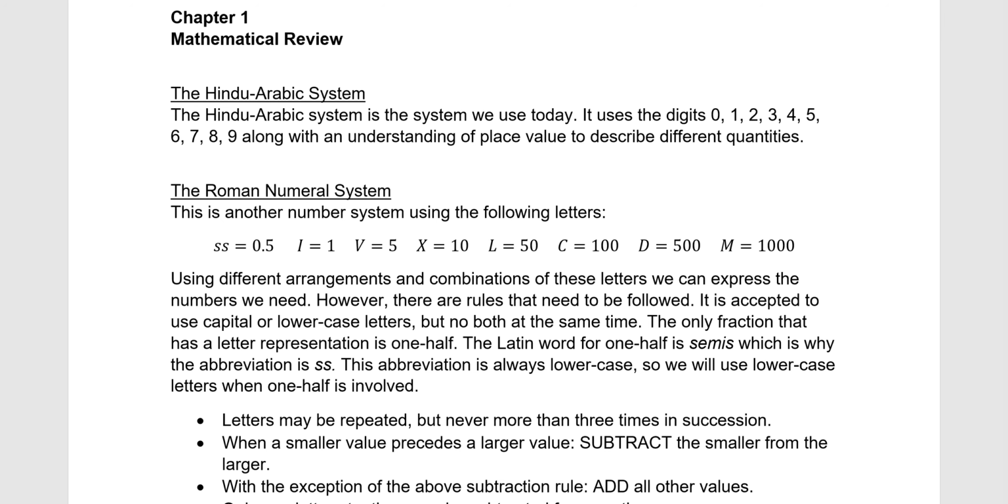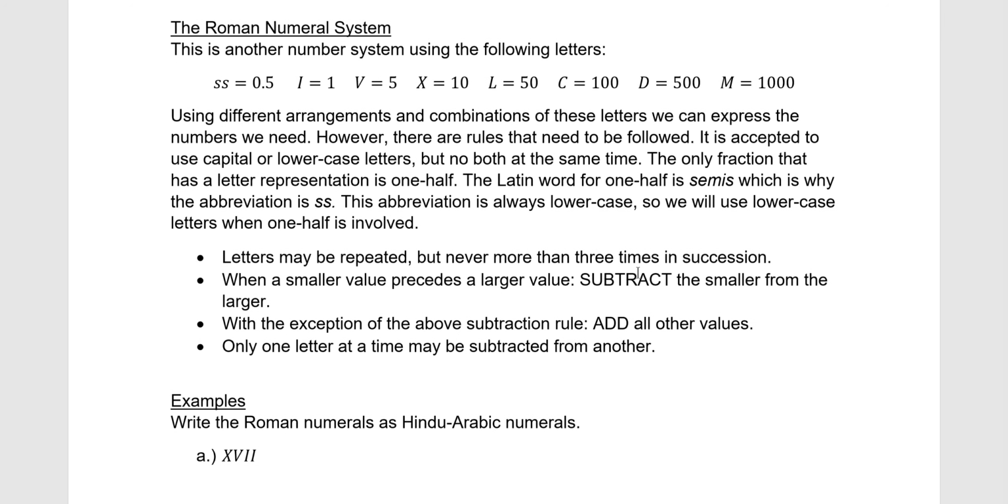The Roman numeral system is going to be another system using these letters written down here. We have SS, which is 0.5 or 1/2. We have I, which represents a 1, V, which is 5, X, which is 10, L, which is 50, C, which is 100, D, which is 500, and M, which is 1000. And using different combinations of these letters, we can express the numbers that we need to write down.